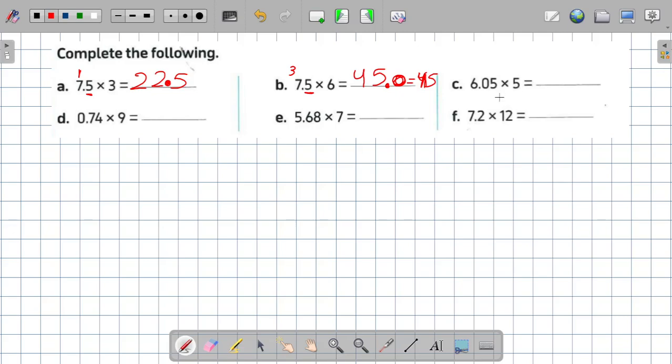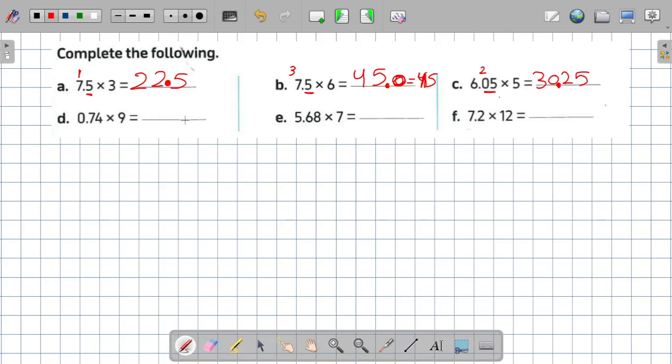Next, I have 6.05 times 5. 5 times 5 equals 25. So I will write 5 here and carry up 2. 5 times 0 equals 0 plus 2 equals 2. And 6 times 5 equals 30, so I will put 30 here. Okay? The first number here, I have 2 digits before the decimal point. So I will count 1, 2, and I will put the decimal point here. So it will be 30.25.